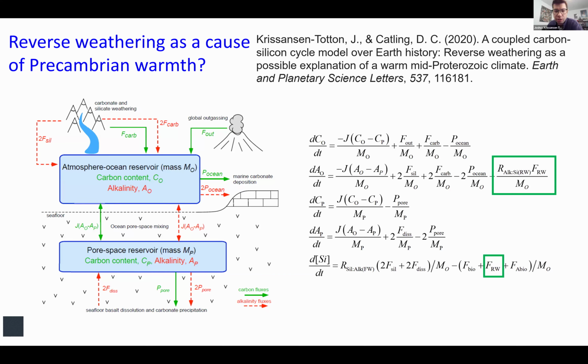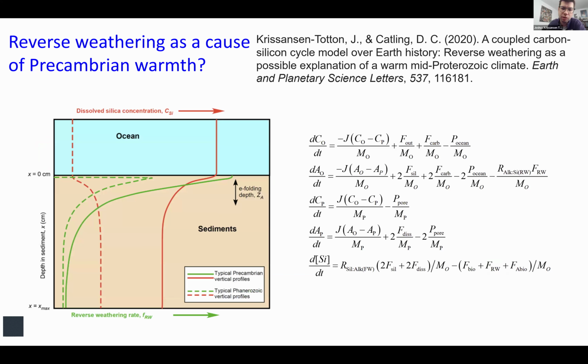Now, actually calculating what the reverse weathering flux is through time is challenging. Our approach was to try and do it with a sediment diagenesis model. So for a given sedimentation rate, keeping track of reverse weathering reactions through the sediment column.